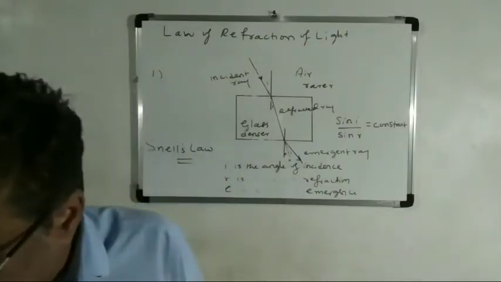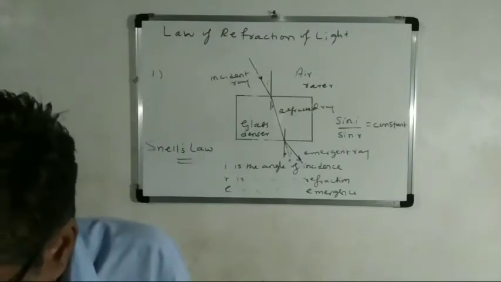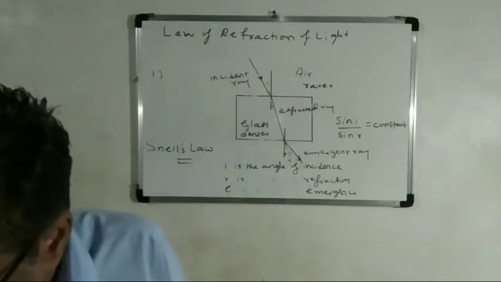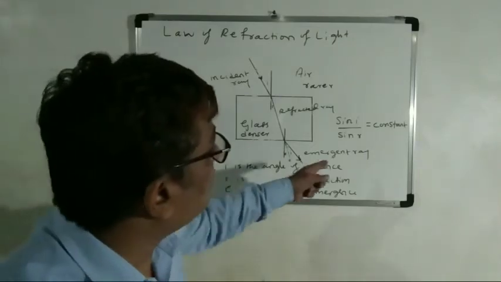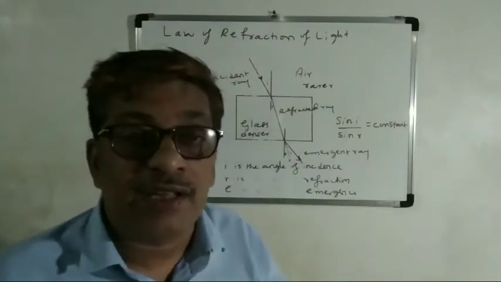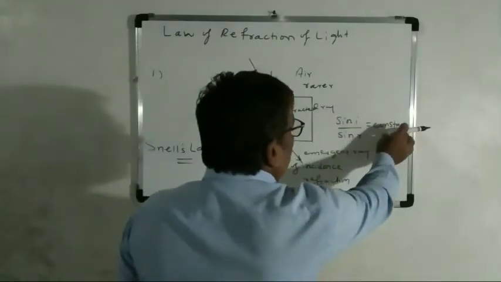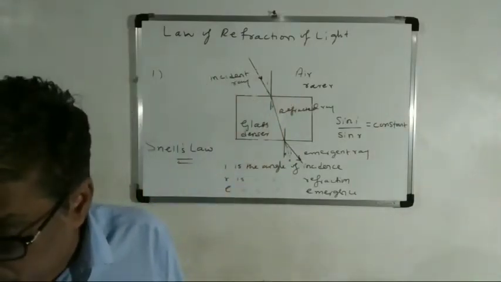Now try to understand here. Snell's law is for light of a given color and for a given pair of media. If i is the angle of incidence and r is the angle of refraction, then sin i upon sin r is equal to a constant. So this is the second law.